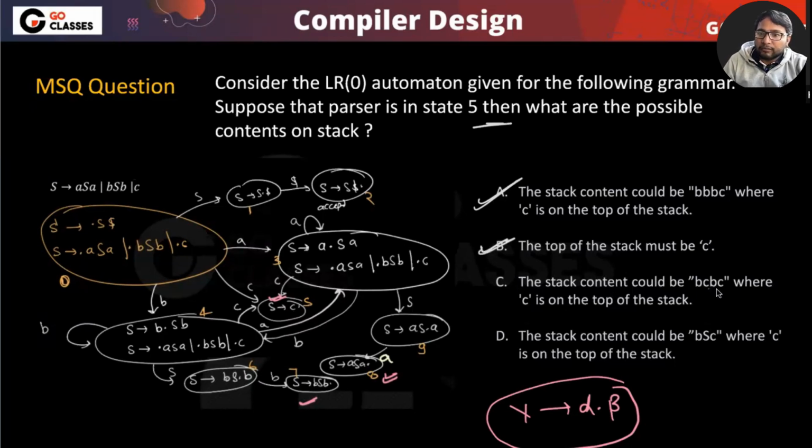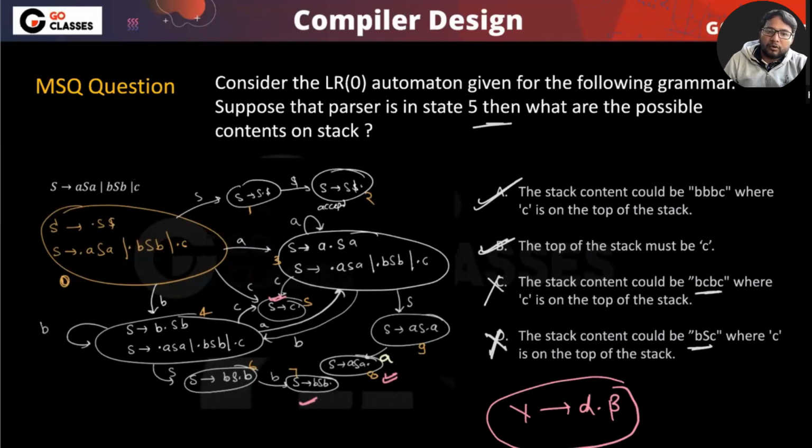The stack content could be BC. Can it be BC? From here there is not even a B move, right? The stack can never even contain this BC. So to reach state 5, can the stack content be BC? No, right? Can it be BSC, B, S and then C? No, right? So that's why this is also false. These two strings are not leading to state 5. Understood?